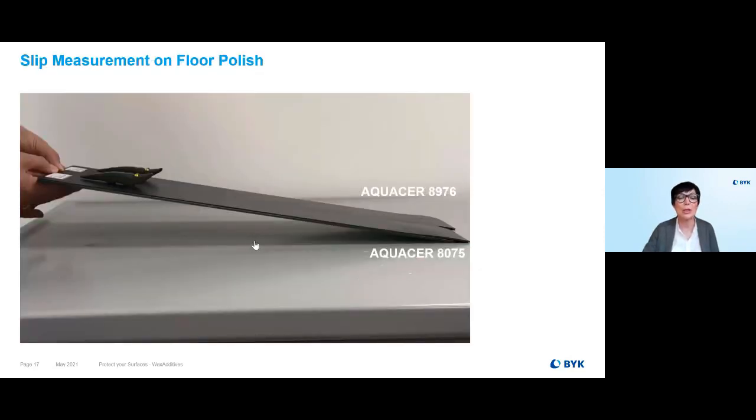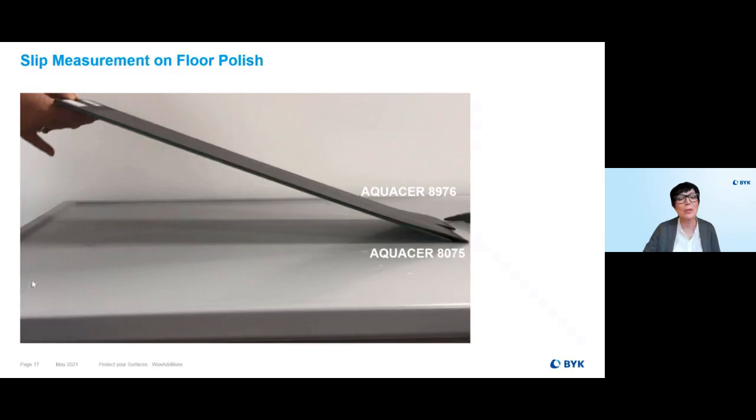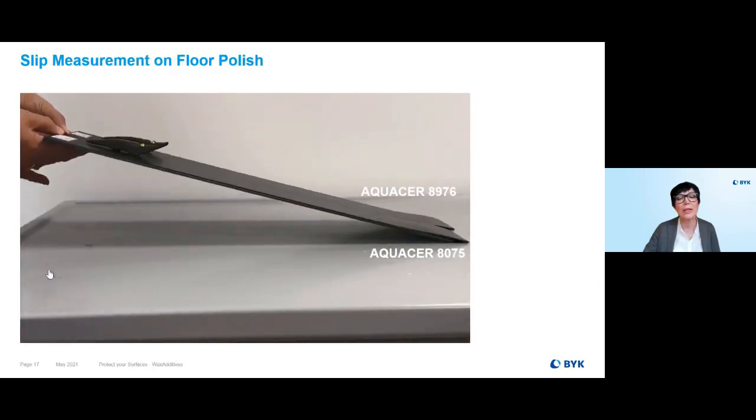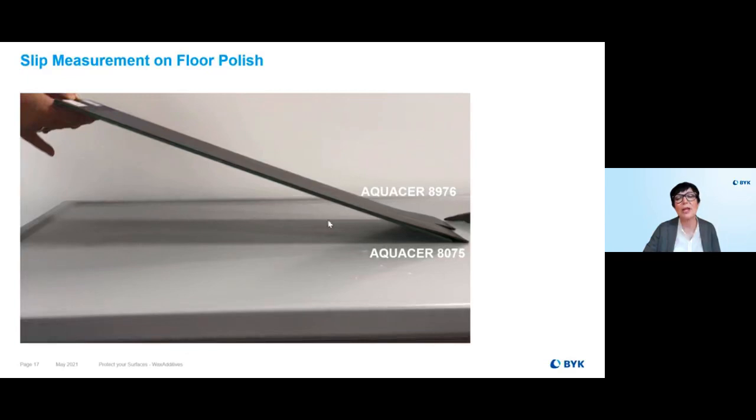So what you see here are two panels where we applied a floor polish. One is just with the 8075 and the one behind with 8976. And now you can see with the race who is the fastest crocodile, and that is the one that has less anti-slip, and that is the 8075.